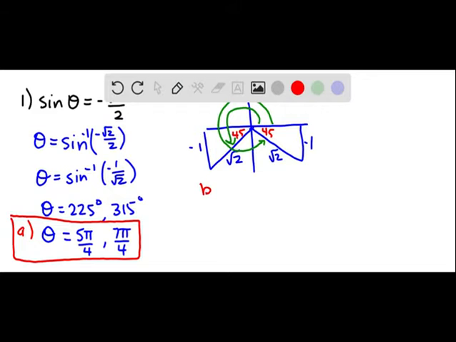And for part B of our problem, what we want to do is take each of those answers and add 2 pi n to represent all of the answers that are coterminal with it. So 5 pi over 4 plus 2 pi n, and 7 pi over 4 plus 2 pi n.